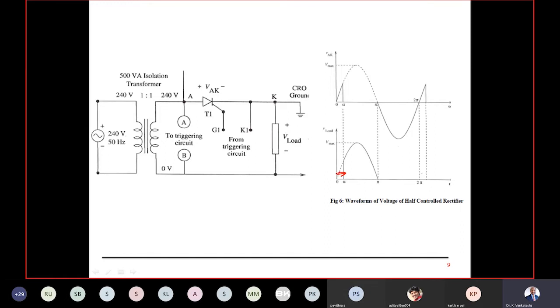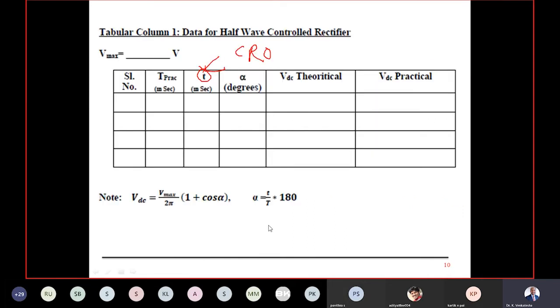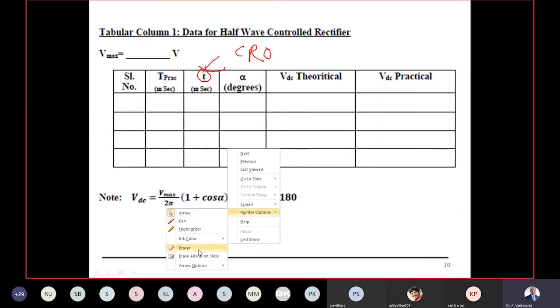That unit you multiply with the time division knob, and we come to know the actual time period here. This is small letter t, the variable. Capital letter T is the time period of one full cycle, nothing but 1 by f, which is 20 millisecond, fixed. It's not changeable; it's fixed for the supply. Only the small letter t is variable. We are going to calculate and note down all of them.